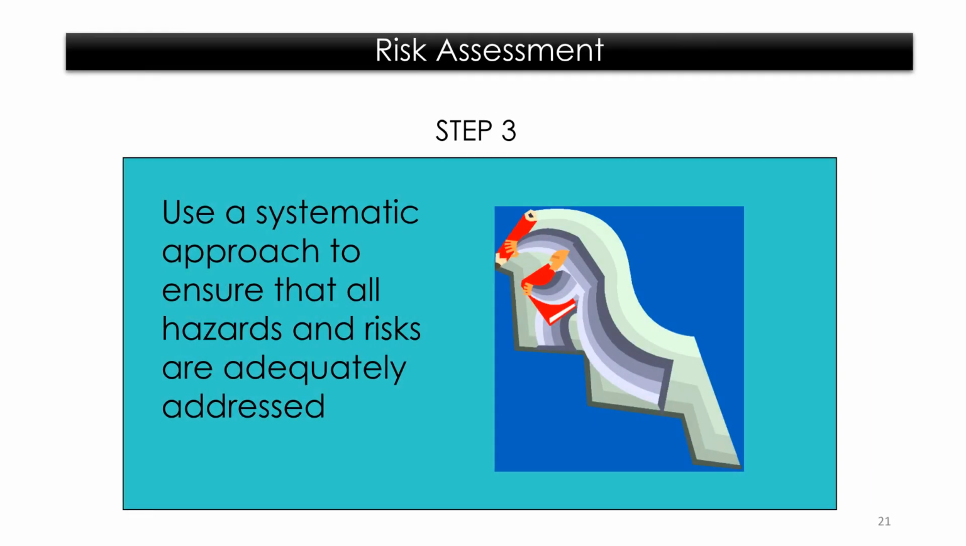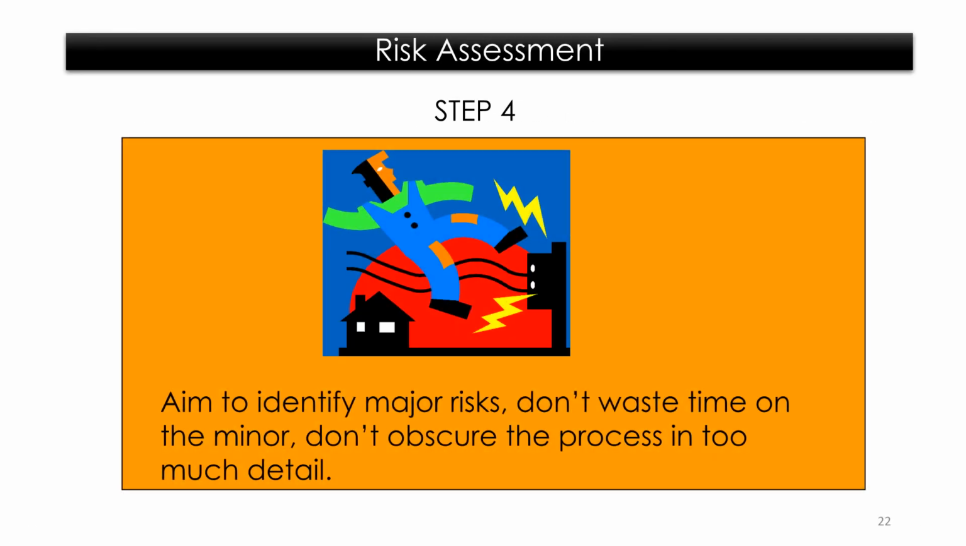Step 3 emphasizes using a systematic approach. This ensures that all hazards and risks are adequately addressed through a structured and methodical process. Step 4 advises focusing on identifying major risks. Do not waste time on minor details that might obscure the overall process. Concentrate on the most significant potential harm.